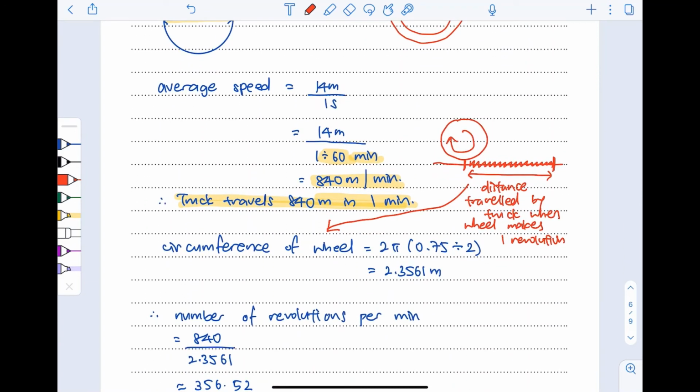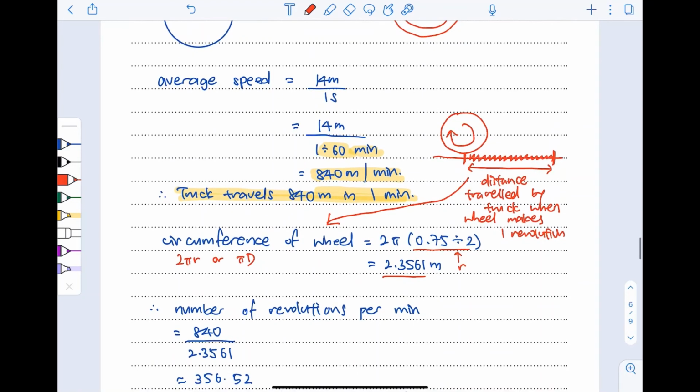So the circumference of the wheel, with it being a circle, we recall that circumference is 2 pi r. Otherwise, you can also recall it as pi d, depending on what your primary school teacher has taught you. So I recall it as 2 pi r, so we need to take the diameter divided by 2, that will be the radius. Otherwise, pi d will just simply be pi times 0.75. Regardless of which formula you use, you will get 2.3561 meter for the circumference of the wheel. And that is the distance traveled by the truck when it makes one revolution.